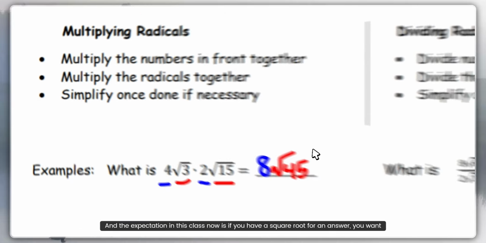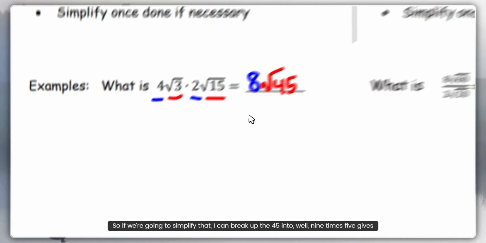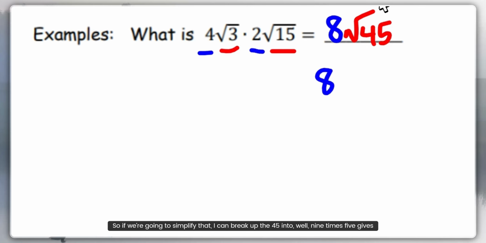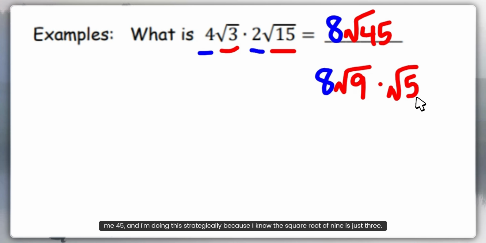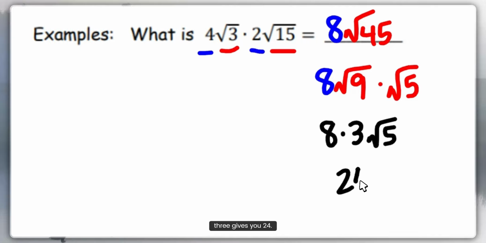Right? And the expectation in this class now is if you have a square root for an answer, you want to make sure that it is fully simplified. I'm telling you right now that the square root of 45 is not fully simplified. So if we're going to simplify that, I can break up the 45 into, well, 9 times 5 gives me 45. And I'm doing this strategically because I know the square root of 9 is just 3. So this becomes 8 times 3 times the square root of 5, which is 8 times 3 gives you 24. So 24 square root of 5.